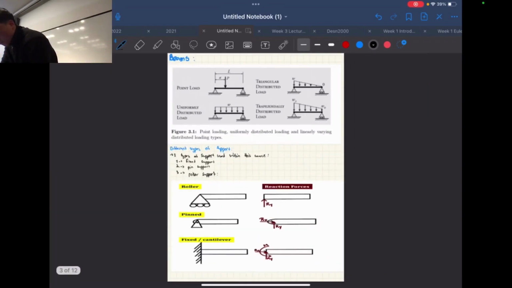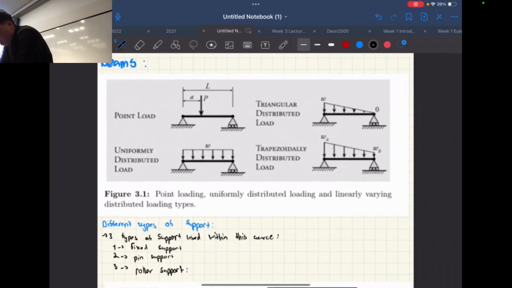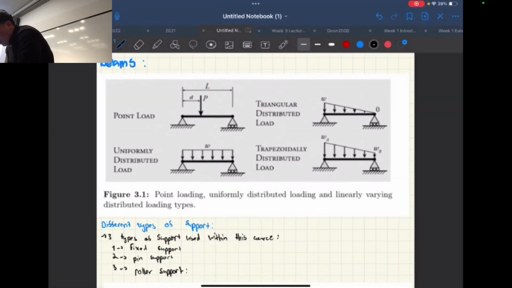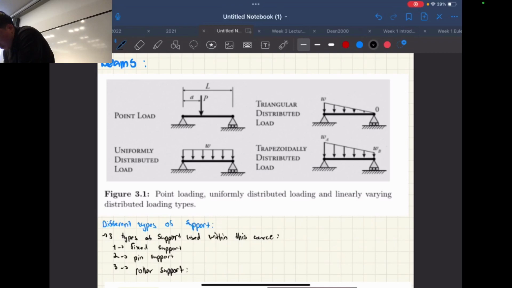So now we move into beams. These are the different types of load you could have on a beam: point load, triangular distributed load, uniformly distributed load, and trapezoidal distributed load. In this course, we're mainly going to cover the main three.